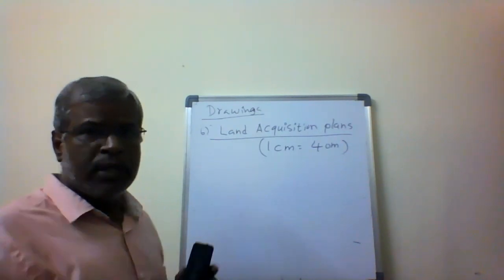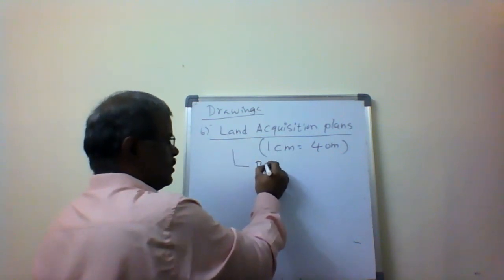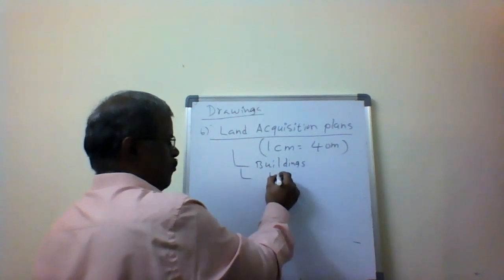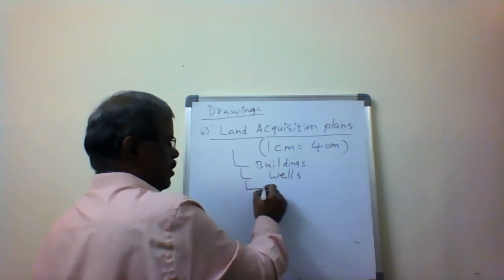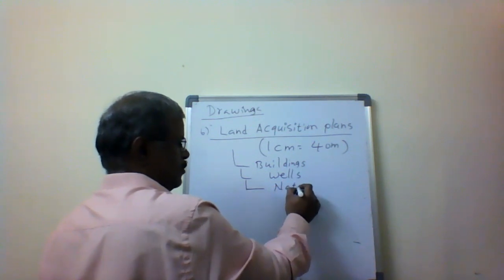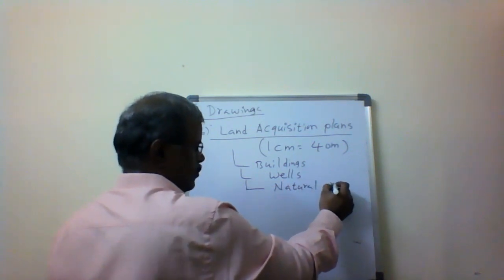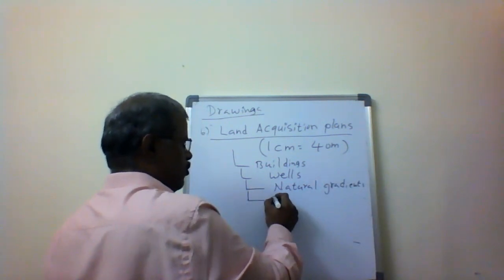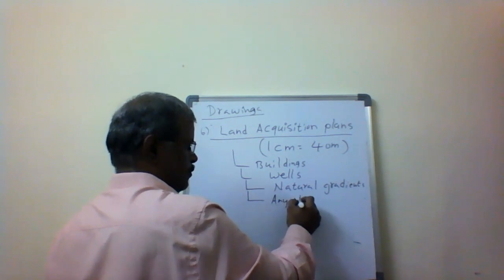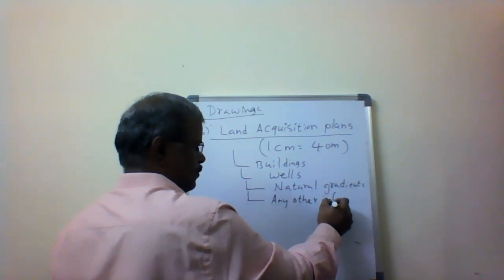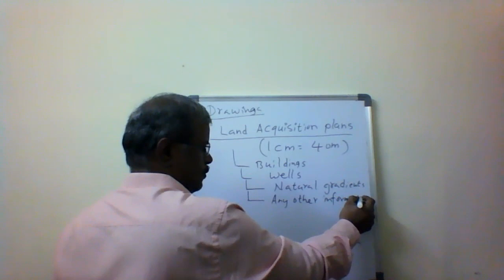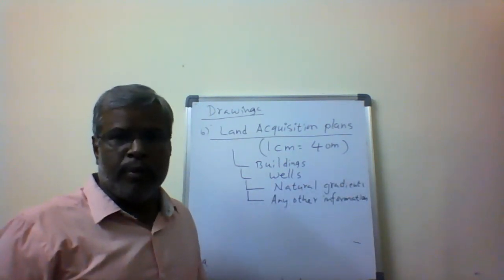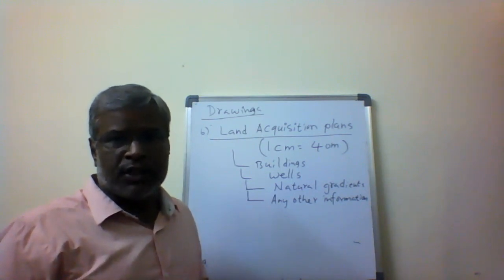So the land acquisition plans will give you the buildings, wells, natural gradients, and any other information. So this land acquisition plan will be giving the information of the buildings, for the construction of a road.